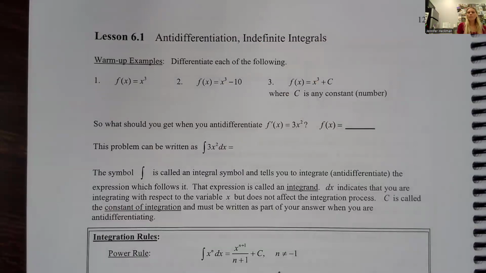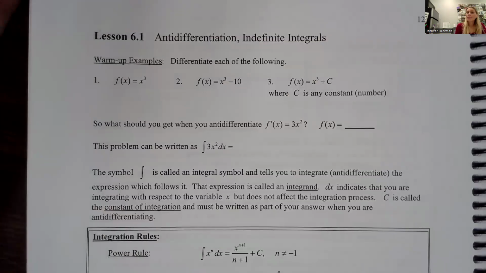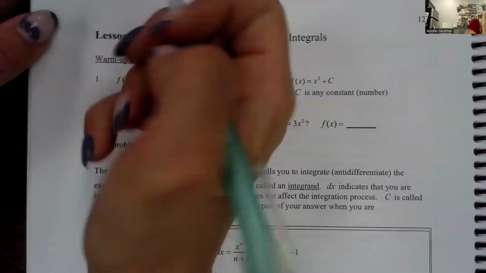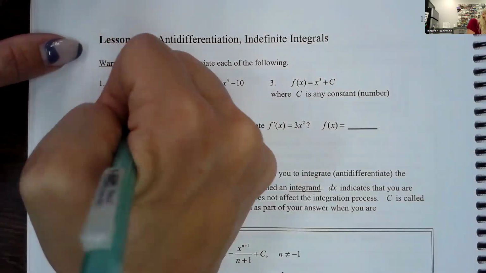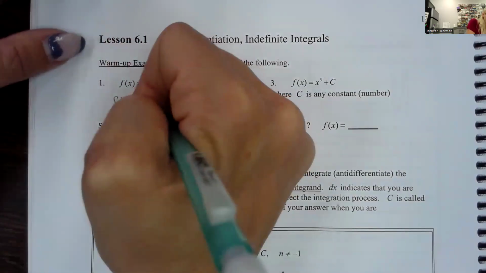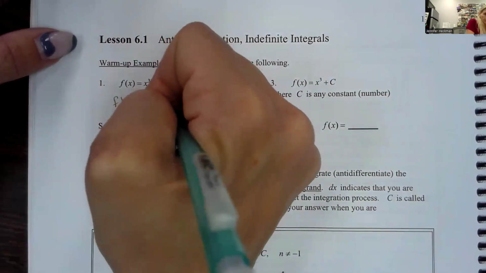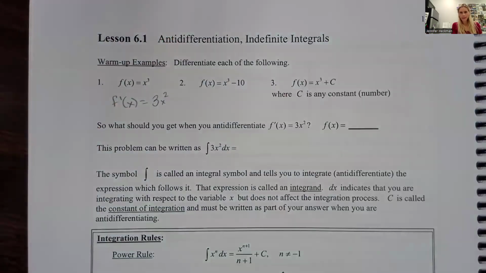So number one, we have f of x equals x cubed. So that's a power rule, right? So when we take the derivative, we get 3x squared. Piece of cake, right?